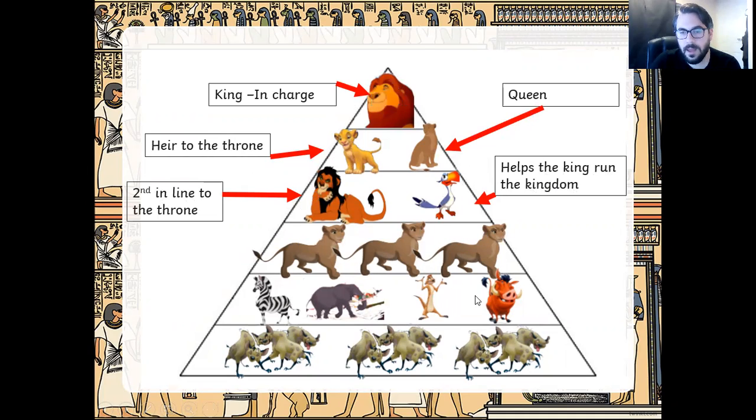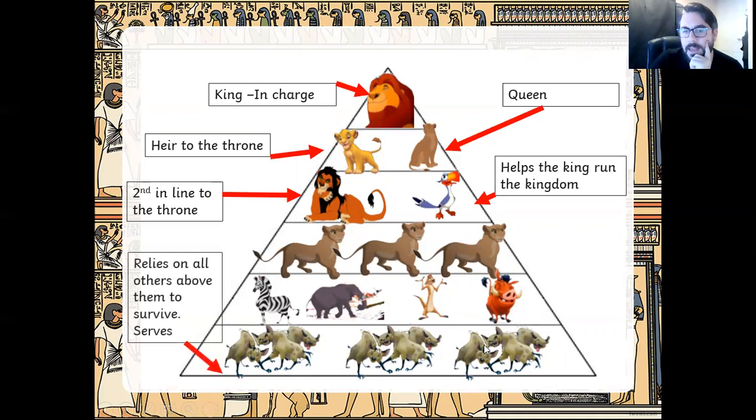Here we have all the other animals in the kingdom, which include Timon and Pumbaa. Again, if you're a fan of the film, you'll know who they are. And at the bottom, again, we have the hyenas, and they rely on all of the others above and their decisions to survive. Another word I've got here is that they serve. They have to serve somebody above them. The fact that the hyenas could eat these animals is irrelevant because in this film, they are the bottom of the pack.